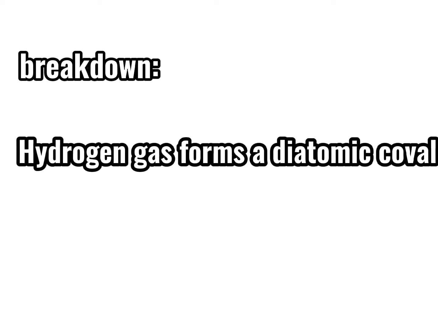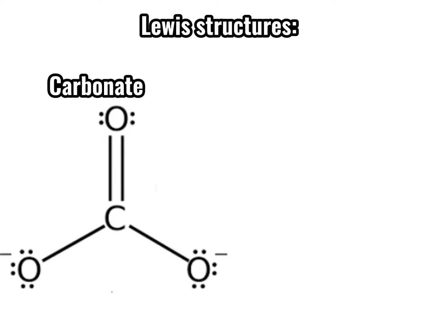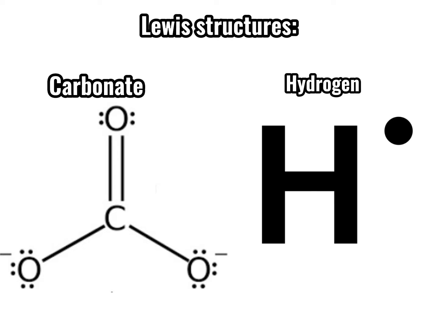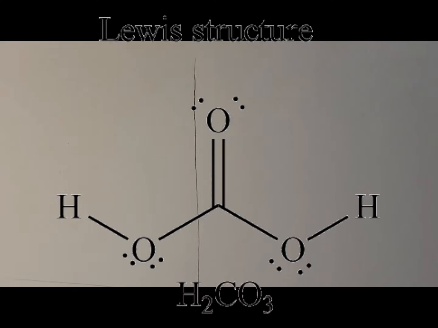Hydrogen gas forms a diatomic covalent bond. Carbonate is a covalent bond because it is formed from two nonmetals, carbon and oxygen. These are the Lewis structures for carbonate and hydrogen. And also, this is the entire Lewis structure of the entire atom. As for balancing, this equation is already balanced, and I'll show you how.